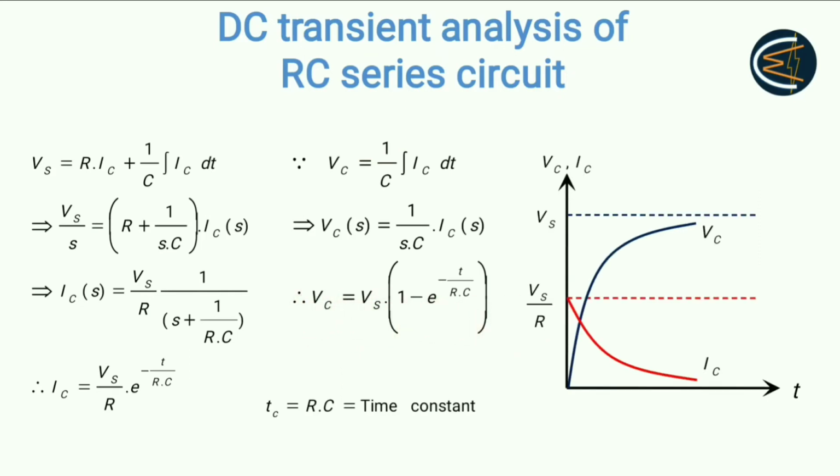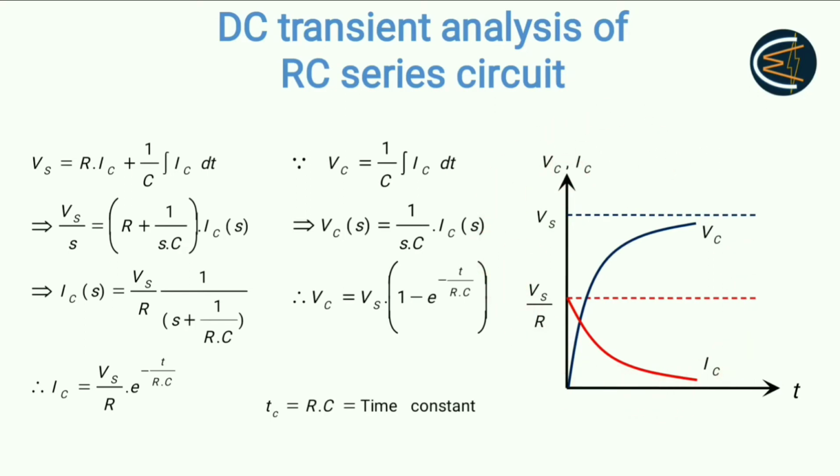Now if you want to plot these two parameters, Vc and Ic, it will look like this. See, Ic starts from Vs by R at t equals 0, because initially the circuit is purely resistive, and gradually the current decreases towards 0. Because at steady state the capacitor behaves as an open circuit, so current will be 0 and the entire supply voltage will appear across the capacitor. That means Vc will reach Vs at steady state. So this is what it looks like.